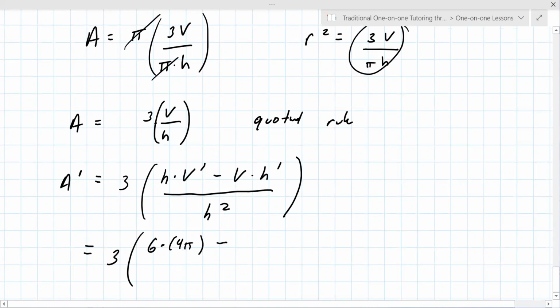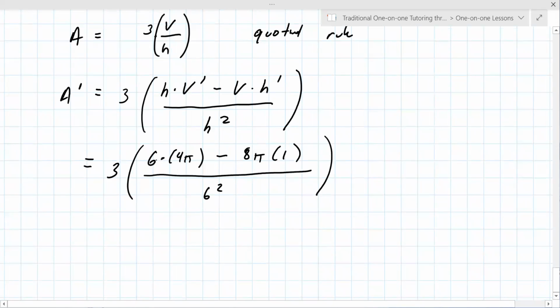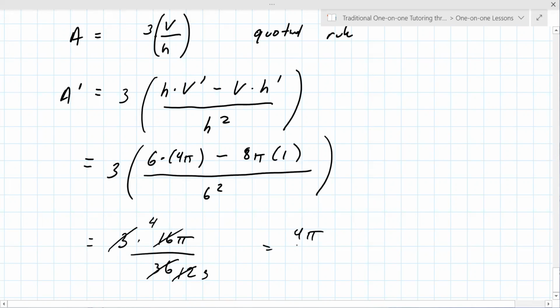That's given. The volume is 8 pi. h prime is 1. We just calculated that in the previous problem. 6 squared. So it looks bad, but 24 pi minus 8 pi is 16 pi over 36. So it's 3 times 16 pi over 36. Lots of things cancel here. That makes 12. 4 goes into both, so that's 4 and 3. So it ends up being 4 pi over 3.